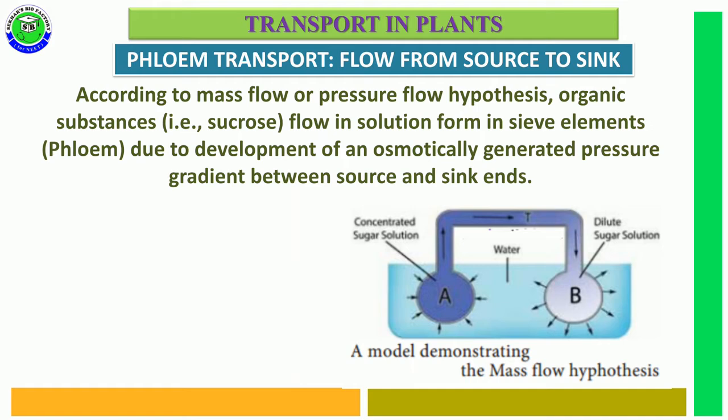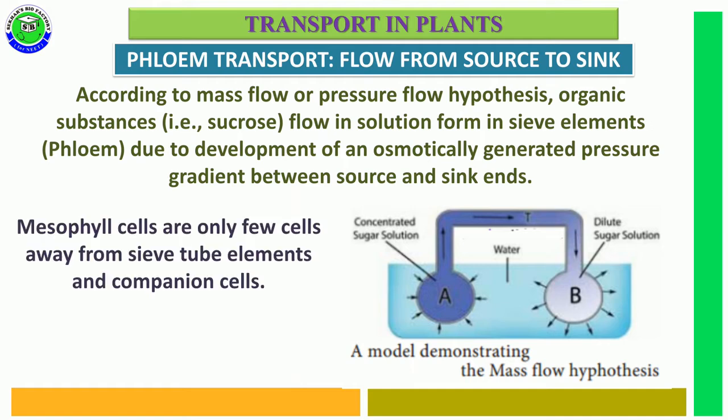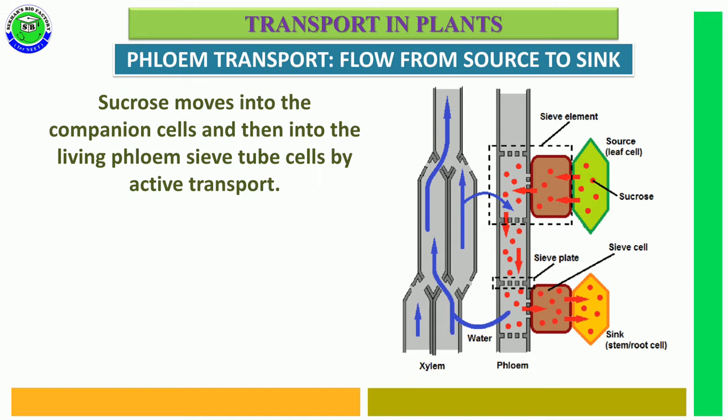Mesophyll cells are only a few cells away from sieve tube elements and companion cells, and the food materials synthesized in the mesophyll cell act as sucrose. In this diagram it is denoted with A, and the utilized or sink portion is denoted with B. Due to creation of a pressure gradient, it can be transported from A to B, like source to sink, according to the mass flow or pressure flow hypothesis.